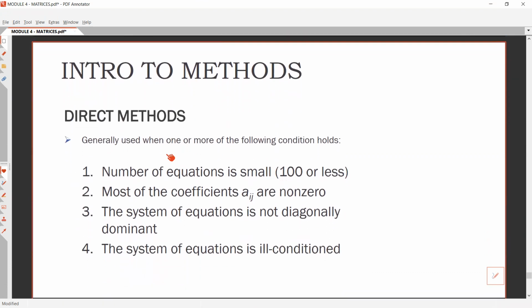So generally, we use one or more of the following conditions. Okay. So number of equations is small. Okay. We can always use direct method if the number of equations is small. Most of the coefficients a_ij are non-zero. The system of equations is not diagonally dominant, and the system of equations is ill-conditioned.